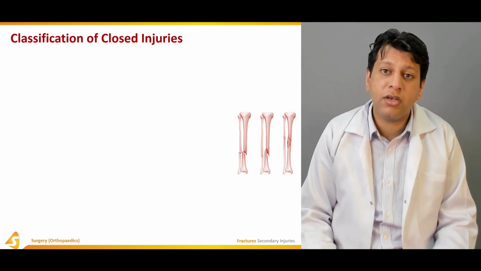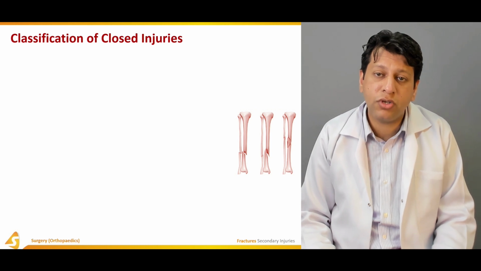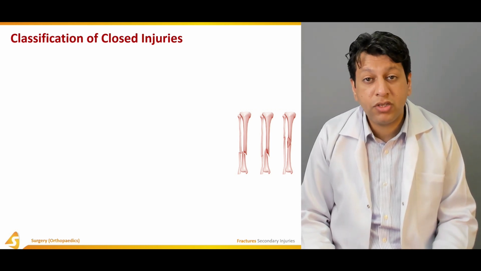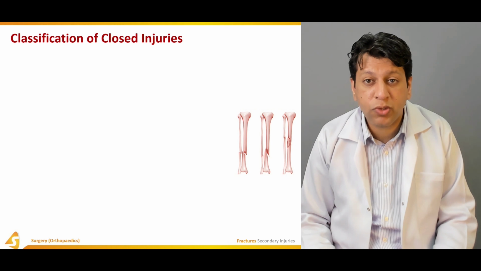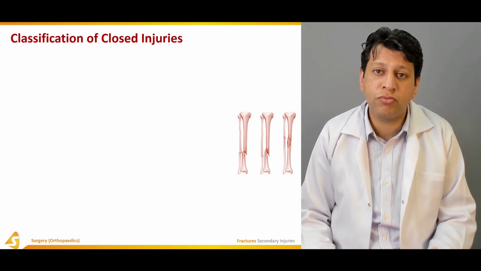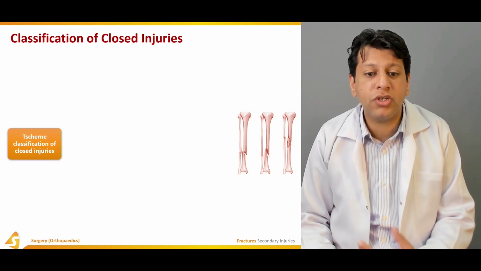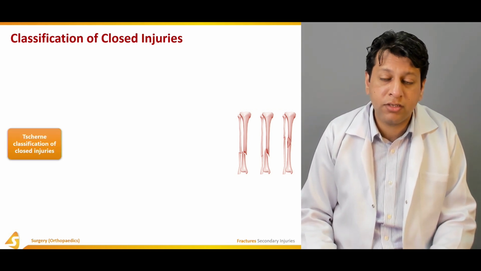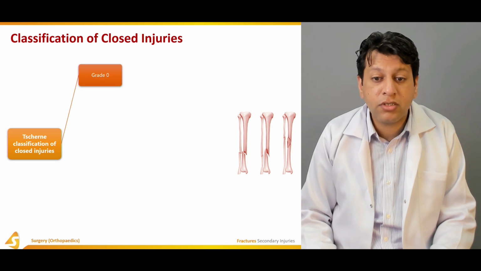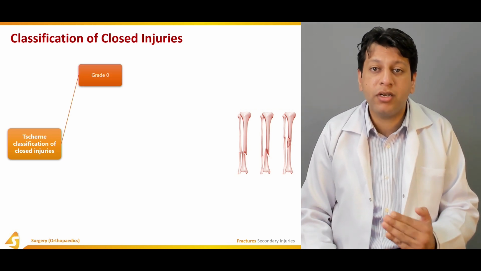Now, classification of closed injuries. The Gustilo classification is usually for open fractures, although there is the Tscherne classification for open fractures as well, but Gustilo is mainly used for open fractures, and for closed injuries, the Tscherne classification is mainly utilized. There are 4 subtypes. This is actually grade 0, 1, 2, and 3.